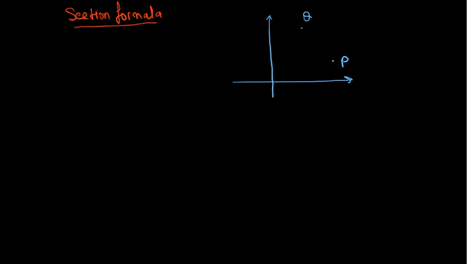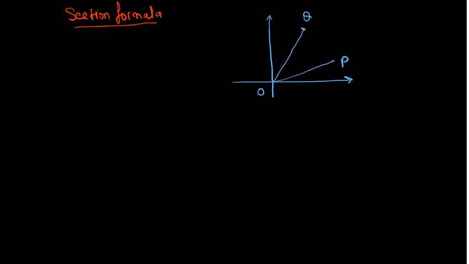Section formula. What is the meaning of section formula actually? Let's suppose this is my coordinate system. There is a point P and another point Q in space. This is the point P, this is the point Q, and this is my origin. So if I want to write OP vector, then this is the OP vector. And if I want to write OQ vector, this is my OQ vector. Clear?